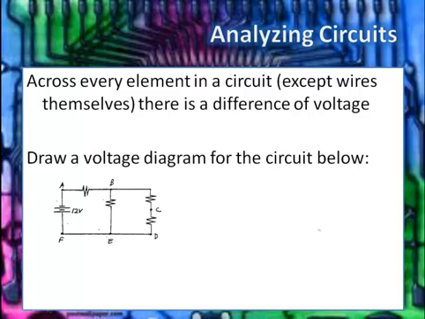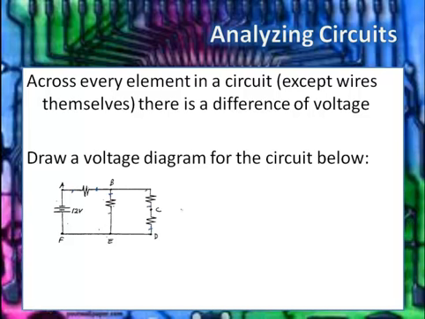So, first off, I'd like to show you what a voltage diagram is. First of all, just across every single element in a circuit, there's always a voltage difference. And so here in this simple circuit, there's a battery and there's 4 different resistors. And across every single one of these, there is a difference in voltage. The voltage on this side and this side is different. The voltage from here to here is different. From here to here is different, and so forth.